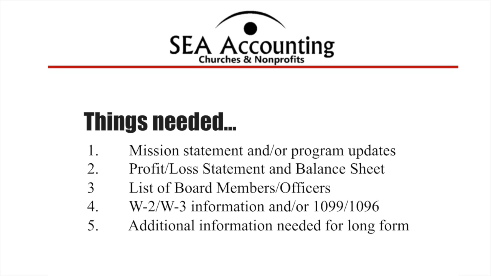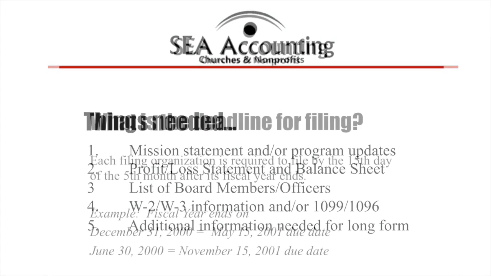The next thing you're going to need is your total count of employees or independent contractors. This information can be obtained from your W-2 or W-3 form or your 1099, 1096 form. And lastly, you may need additional information, especially if you're filing the long form. But once again, overall information needed will be your mission statement, your financial statement, a list of your board members and its officers, and your W-2 or 1099 information.